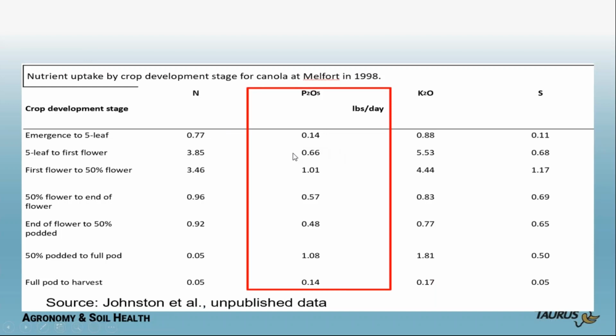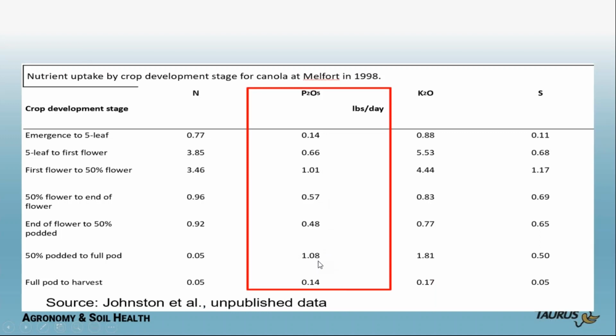But throughout the growing cycle of the plant, you can see here at first flower to 50% flower, when the plant is really building cells, it uses a lot of phosphorus. A little bit less later on, and then when we're pod filling to 50% pod, we use a lot.